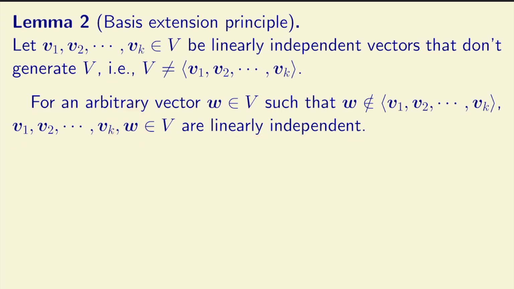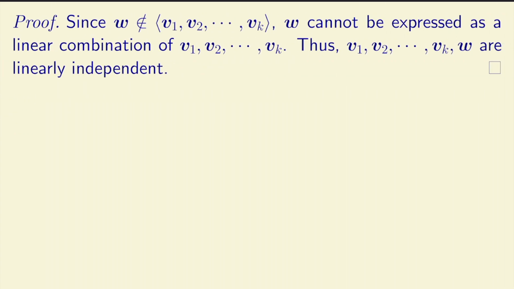So, if I have a linearly independent set that doesn't span the whole space, I can always add a vector from outside its span, and that new set will still be linearly independent? Exactly. Let's look at the proof.